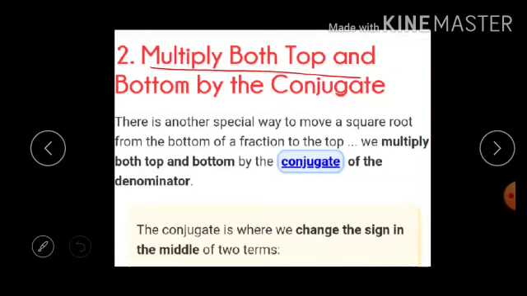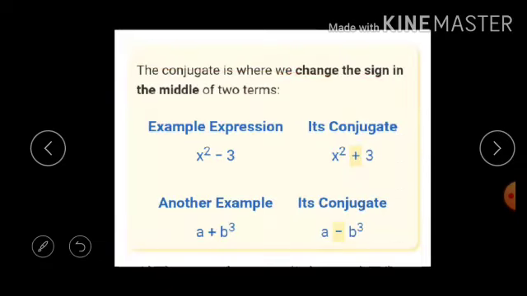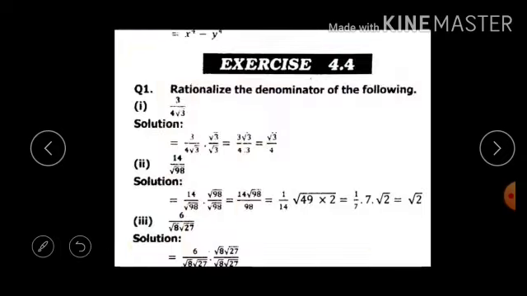Multiply both top and bottom by the conjugate. There is another special way to remove a square root from the bottom of a fraction to the top. We multiply both top and bottom by the conjugate of the denominator. The conjugate is where we change the sign in the middle of the two terms. For example, x square minus 3, its conjugate is x square plus 3. Another example, a plus b cube, its conjugate is a minus b cube.